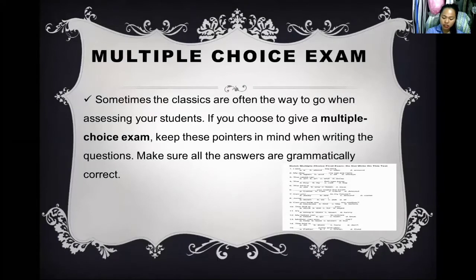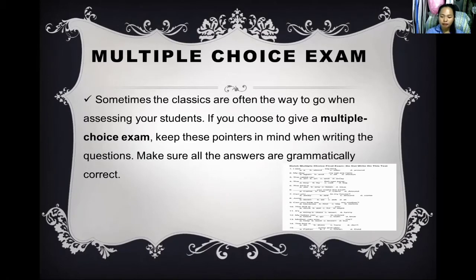Okay, so second to the last, we have the multiple choice exam. So multiple choice exam is very popular, even before when we had the pandemic. So how can multiple choice help us? It is something classic, a way to assess our student, and also let the student point out what are the answers that they have at the back of their mind.